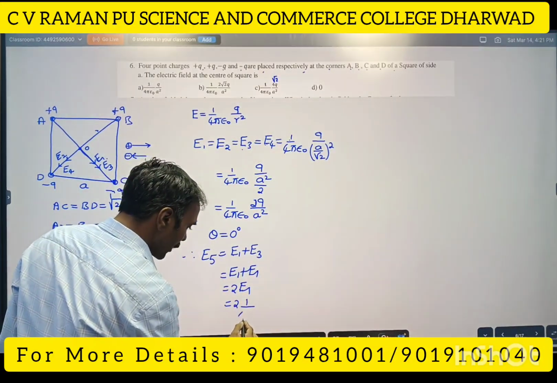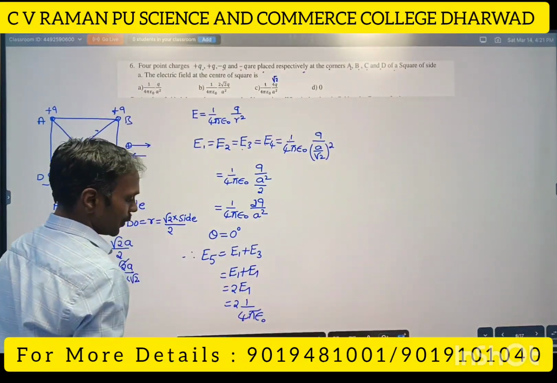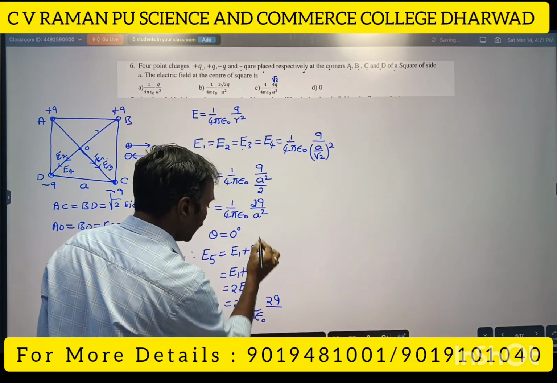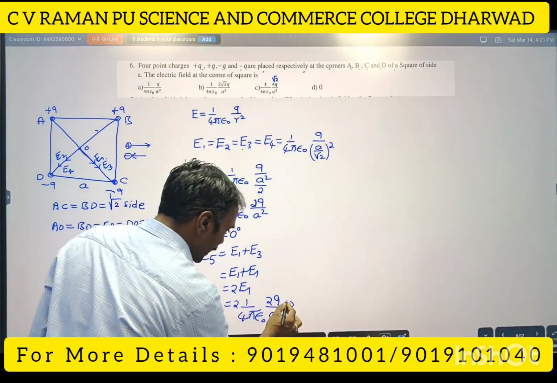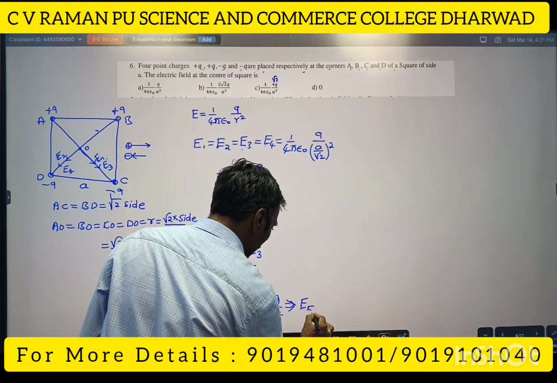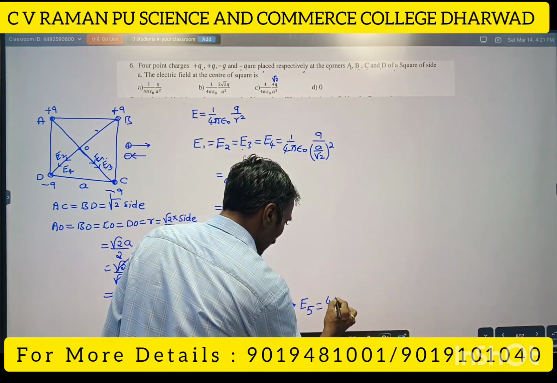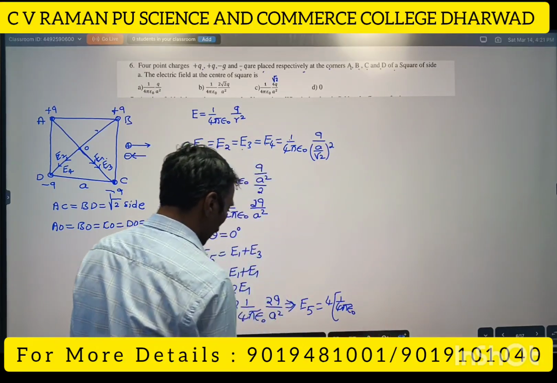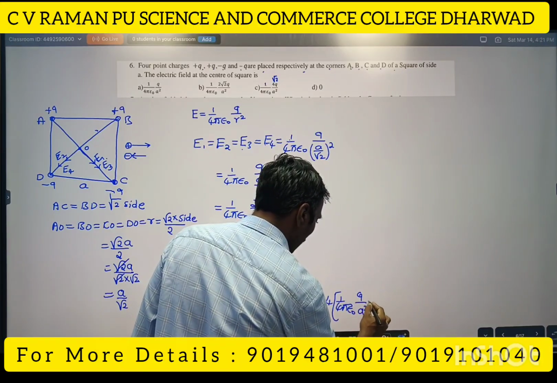1 upon 4 pi epsilon naught, 2Q divided by distance A square. If we simplify this further, we get E5 is equal to 2 into 2, 4, into 1 upon 4 pi epsilon naught, Q divided by A square we get.